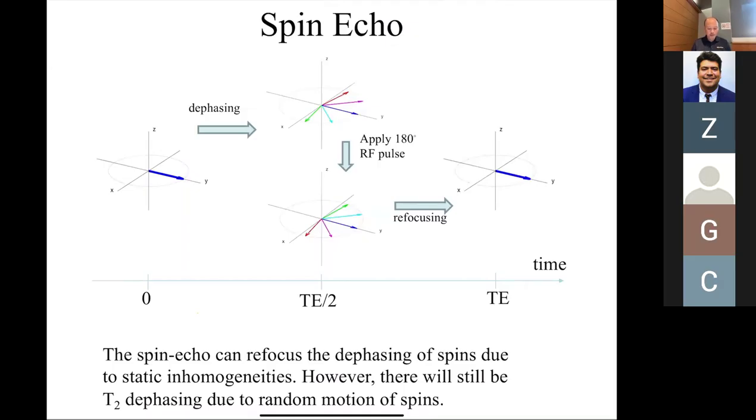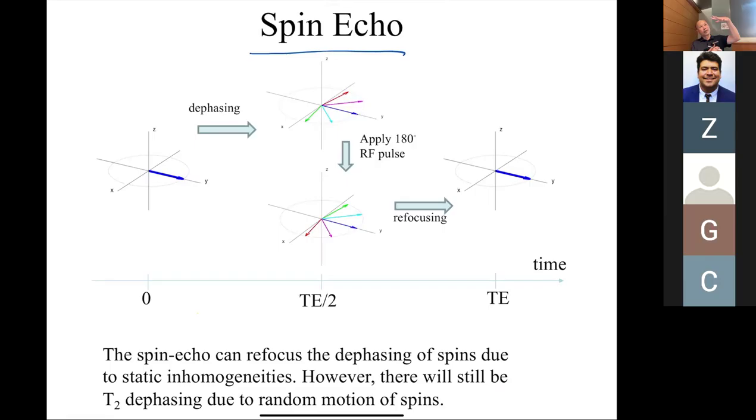Now, for a lot of cases, though, we want to somehow reverse that artifact, and that's where the spin echo comes in. It's actually a pretty simple idea, but obviously it wasn't simple until the person who first thought of it thought of it. Remember, I have my spins like here, right? And then they spread out and dephase, right?